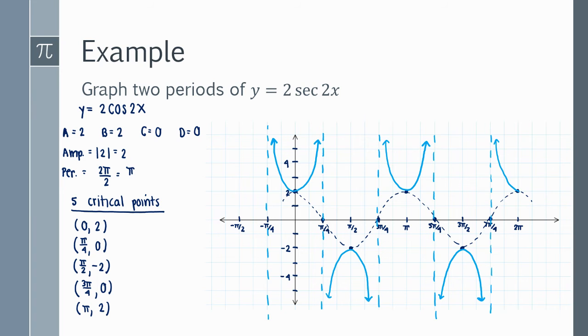You could have done it on the other side. This is technically 9 pi over 4. There would have been a vertical asymptote, so you could have completed it over there. Okay, but once again, 2 periods means that I need to have 2 parabolas going up and 2 going down. And there's my picture.